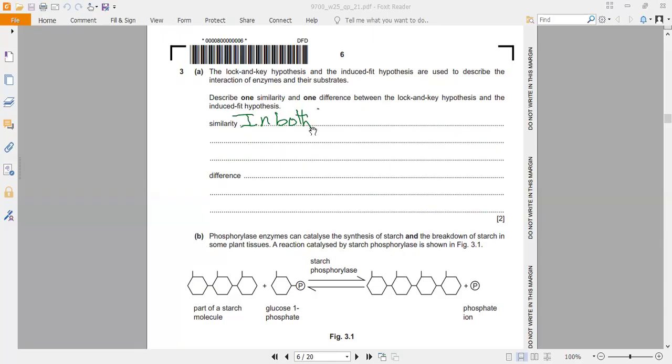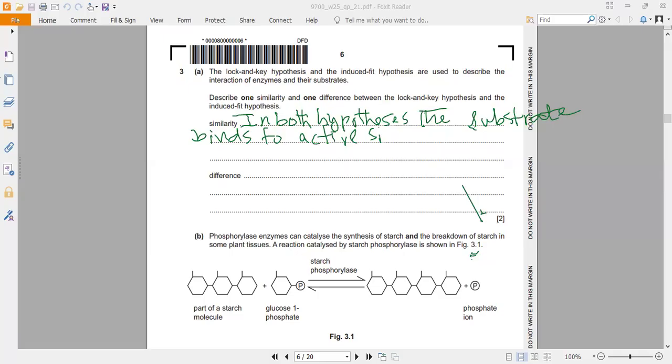In both hypotheses, the substrate binds to the active site to form the enzyme substrate complex. So in both cases it happens.